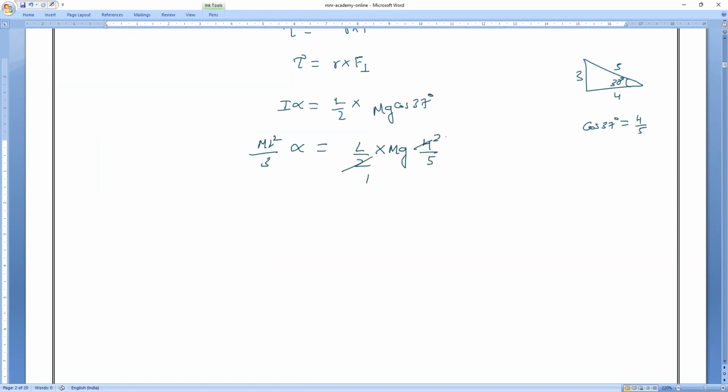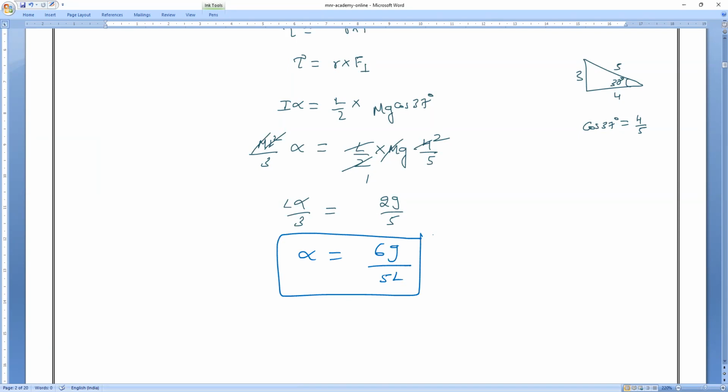So 2 ones are 2, 2 twos are 4; L and L will get cancelled, M and M will get cancelled. So L alpha by 3 is equal to, what else is remaining here? 2g divided by 5. Correct? All of you? Then alpha is equal to 3 twos are 6, so 6g divided by 5. So alpha is equal to 6g by 5. Any doubt you can ask. Clear everybody? Yes, sir.